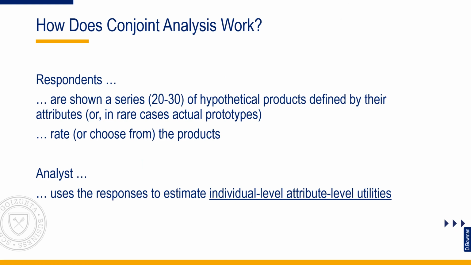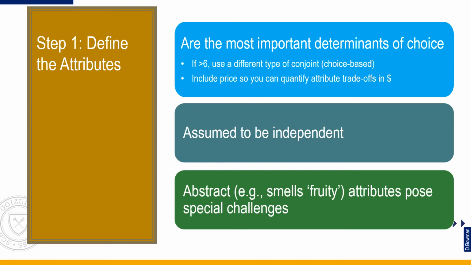How does conjoint analysis work? Respondents rate or choose from a set of 20 to 30 hypothetical products. The analyst then uses the responses to infer individual level preferences for each attribute level. It is important to note that we get preferences for an individual, which can then be aggregated to the market level. Step 1. Define the attributes.